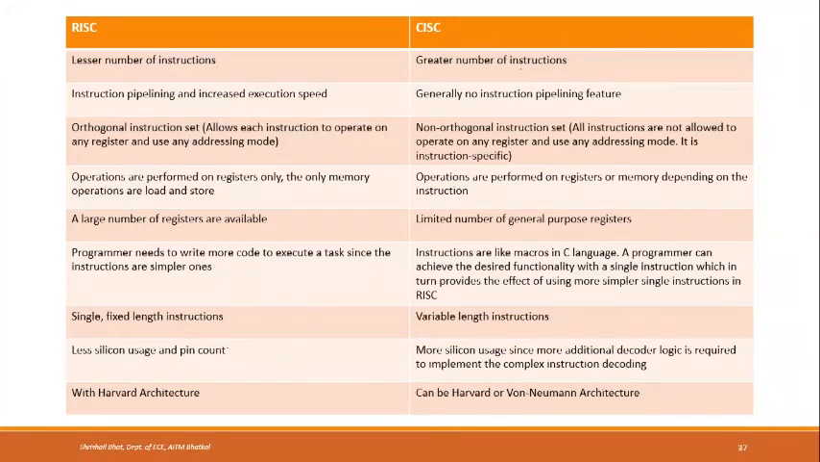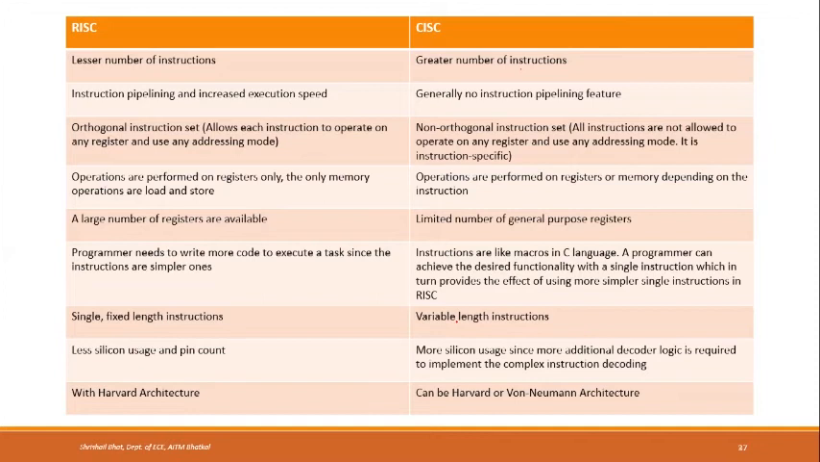Then in RISC, we have single fixed length instructions. All the instructions are of the same length. For example, if it's a 32-bit processor or controller, it will have all 32-bit instructions or all 16-bit instructions, something like that. Whereas in case of CISC, there are variable length instructions because it depends on the complexity of the instruction. If it's a very complex instruction, it will have more number of bytes. Otherwise, it will have lesser number of bytes.